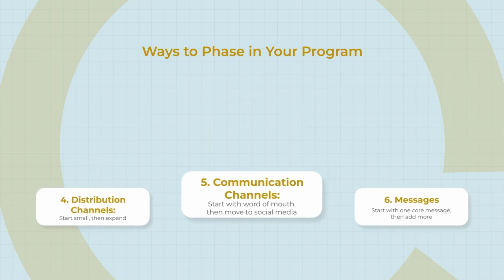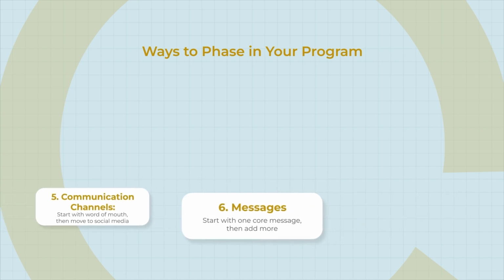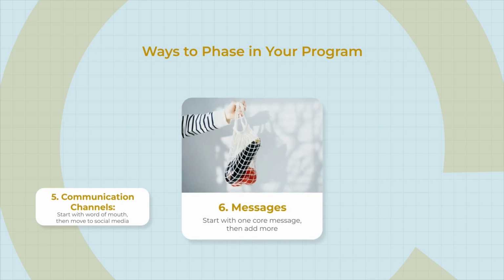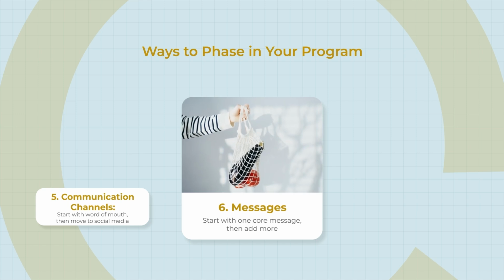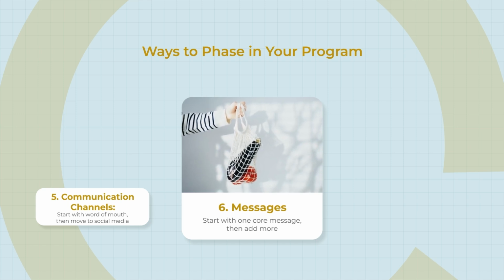5. Communication channels. Begin with word of mouth, then move to social media. 6. Messages. Start with one core message, then add others. For example, promote reusable bags first to reduce waste, then to save money, appealing to different audiences.